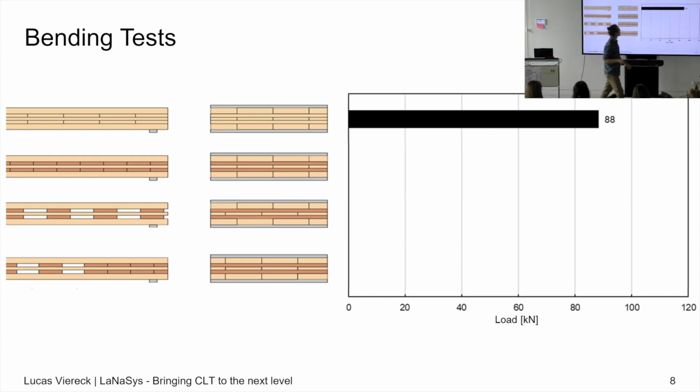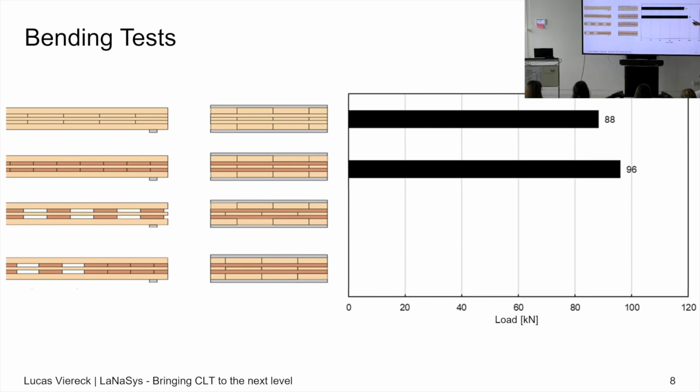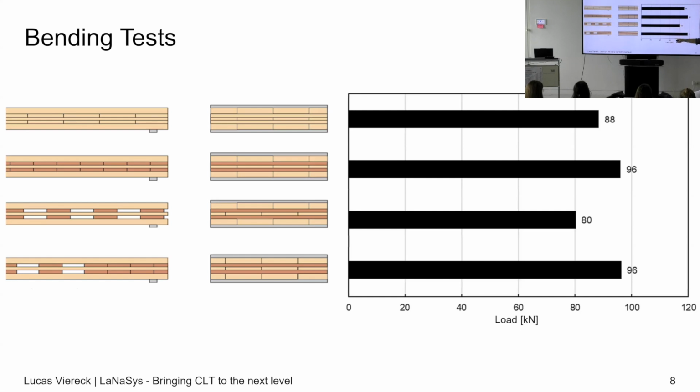And those are the results. So we start with the basic CLT, which has a load of 88 kilonewton. Then we see the one with beechwood has higher load because of the better properties of beech. The disintegration has a significantly lower load, but it's still acceptable, especially if you consider that the ultimate limit state, so the load-bearing capacity, is most often not governing for the design. Anyway, the fourth variant with the densification, again, it reaches the same load as the one with the full beech layers. So that means here we can save material and at the same time have better load capacity than the standard CLT.